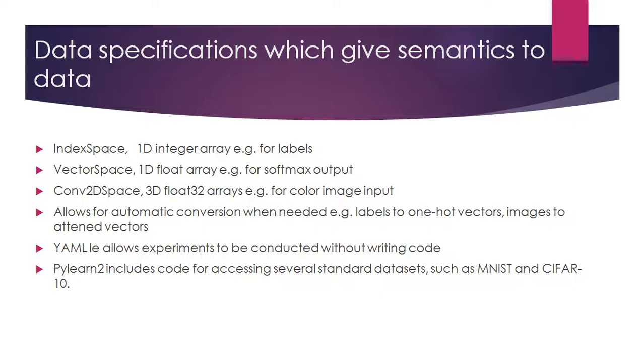Data specifications give semantics to the data: index space, vector space, and conventional 2D space. Index space is a 1D integer array, used for the labels. Vector space is a one-dimensional float array, for example the float softmax output. Softmax regression is a problem we can solve in the next slide using Pylearn2. So for the softmax output, we take a vector space. The conventional 2D space is basically a 3D float32 array, for color image input.